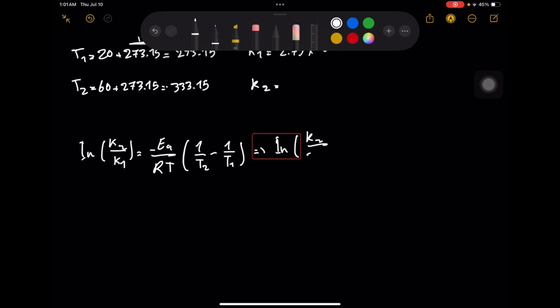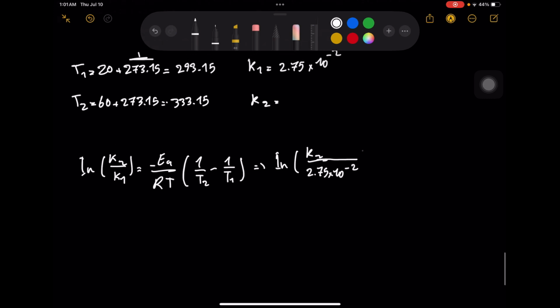Putting in our values, ln of K2 over 2.75 times 10 to the power of negative 2 equals negative, what was the activation energy? 75.5 kilojoules, so 75.5 times 10 to the power of 3, over our R, which is 8.314, times 1 over 333.15 minus 1 over 293.15.